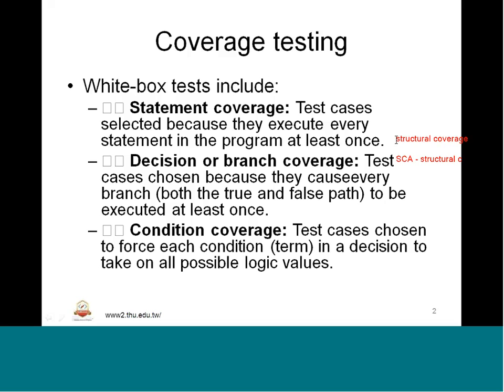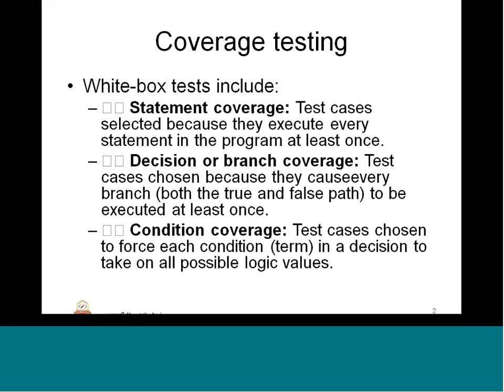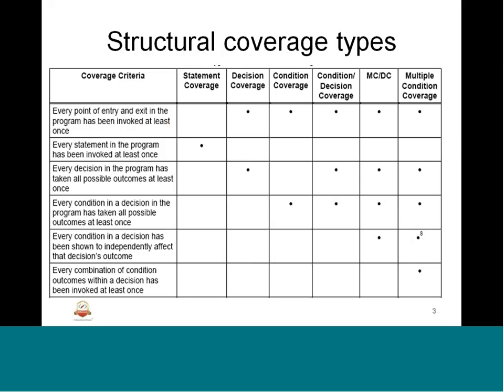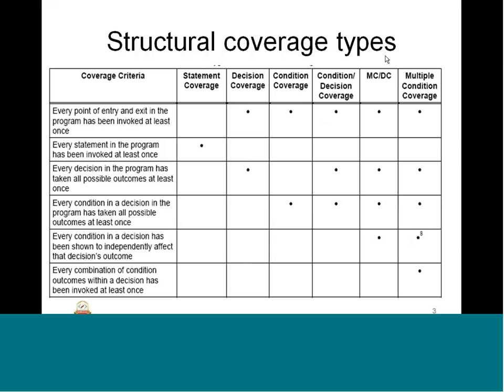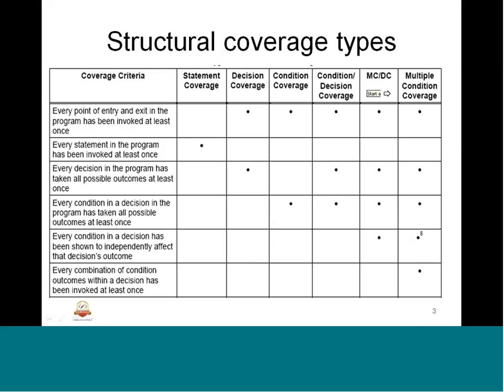You can see a table. This is typically used in industry as far as coverage is concerned. You can see different coverages on the right hand side: statement coverage, decision coverage, condition coverage, condition decision coverage, MCDC, modified condition decision coverage, and multiple condition coverage. So what are these and how are they covered in different types of coverage criteria?